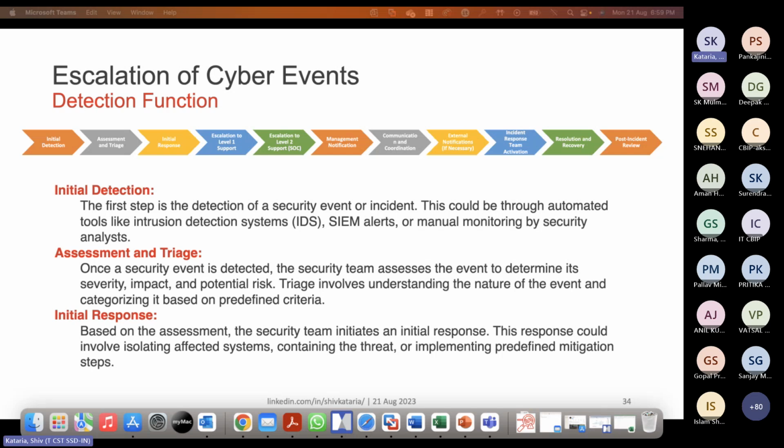Based on this assessment, the security team will initiate the initial response, and this response would involve either isolating the system from the network to contain the threat, or implementing some predefined steps. These predefined steps might involve taking some online backup of the system so that we can use this information for analyzing the threat at a later stage.